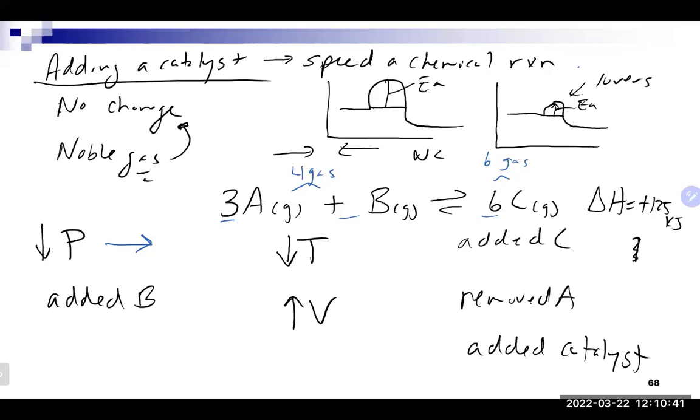Adding B, so B is a reactant, so when we add it, it will go away. It should go from the reactant side to the product side and also shift to the right. Any questions on those two?